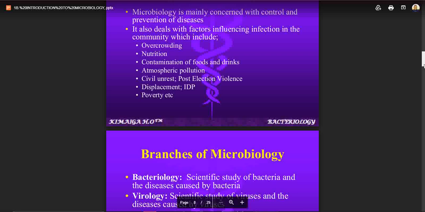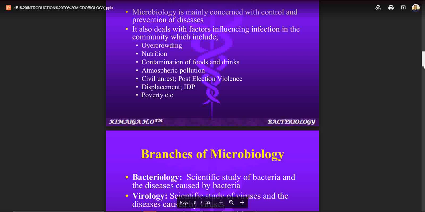Overcrowding, the tendency of passing or transmitting infection from one person to another or one household to another is high when there is overcrowding. And again, clean hygiene is not there in overcrowded places because of lack of adequate space for disposal of the wastes. Nutrition as well.